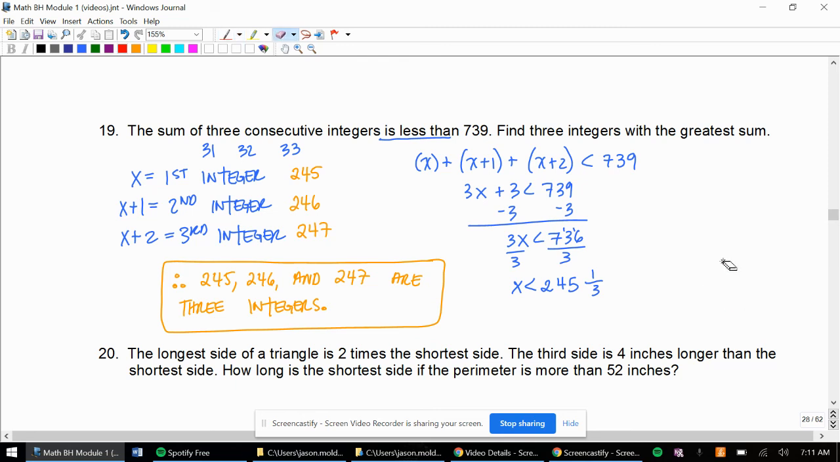Okay, so that's word problems, a little bit trickier to interpret the answer. And I would encourage that you check this, that 245 plus 246 plus 247 added together should be, and is, less than 739.